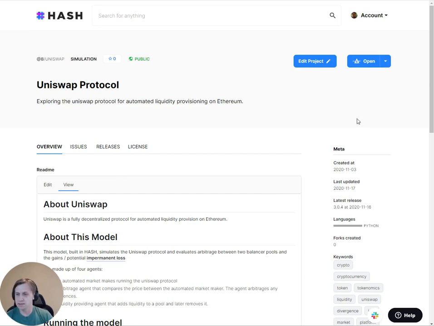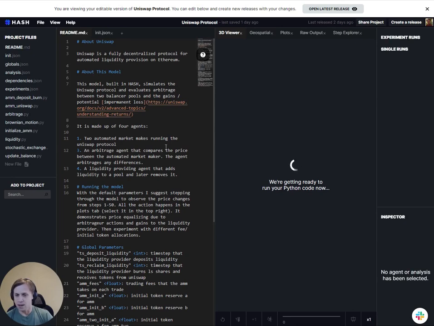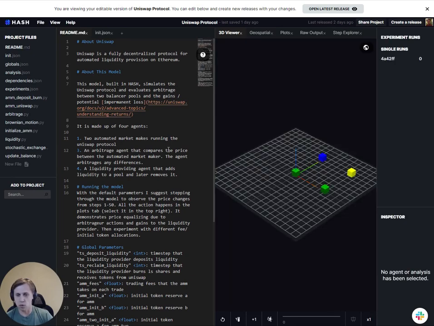So you can visit the hash index and search for Uniswap, and you will find the listing of the simulation that I just released. And then you can open it up. I'm going to do it at main, which is the head, the tip, the most recent version of the simulation. And it'll bring you into the HashCore IDE.